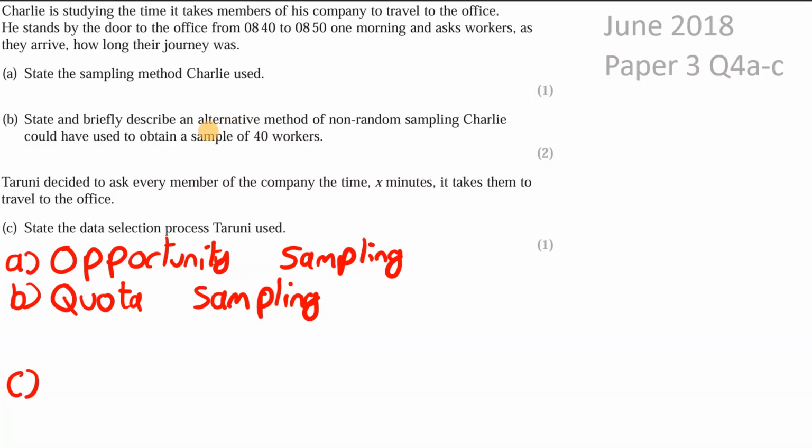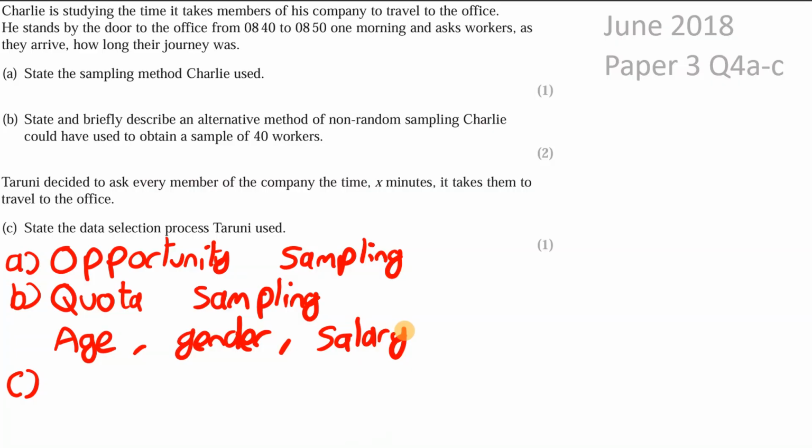This is essentially the same thing, except he just needs to split them up into quotas and try and find people to fit into the quotas that he's looking for. So we need to describe an alternative method. For an example of a quota, to get the mark, you just need to say any type of quota he could have used. You could use, for example, age. You could use gender. You could use maybe the salary of the workers and see if that affects how long it takes for them to come to the office. Anything like that would give you the 2 marks, okay?